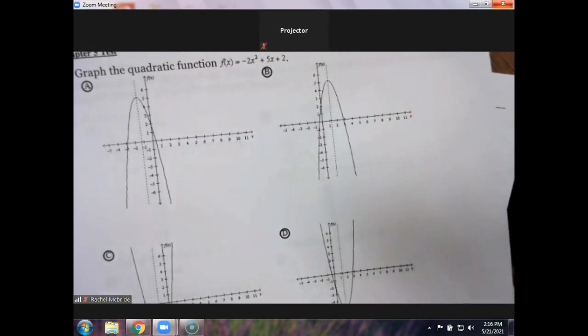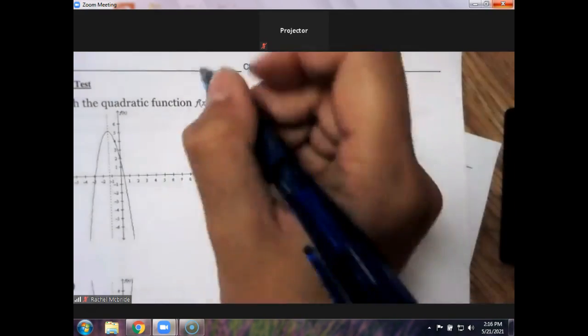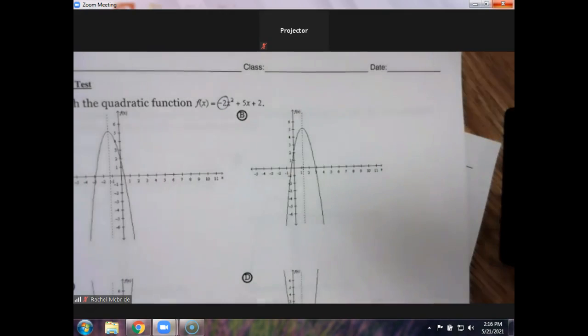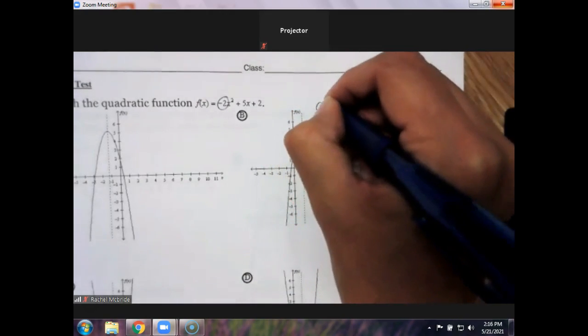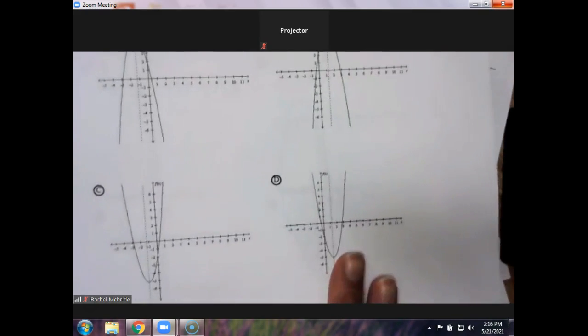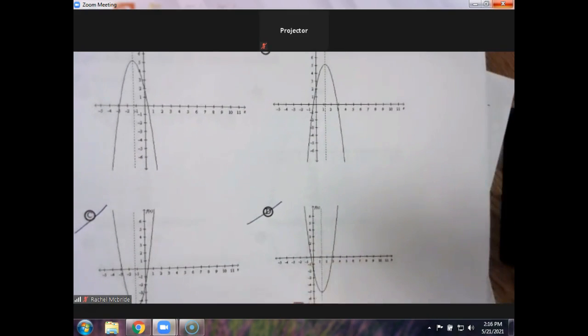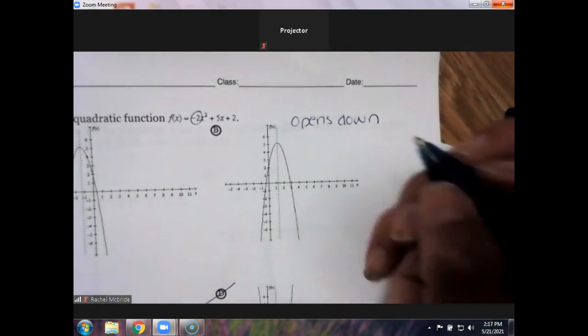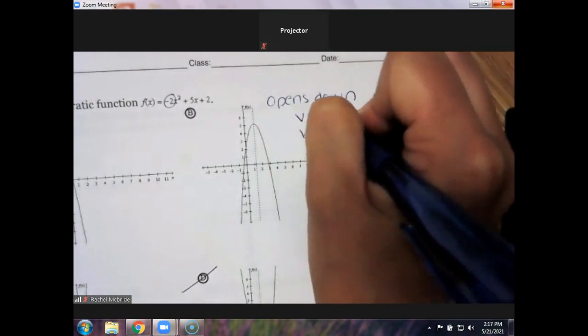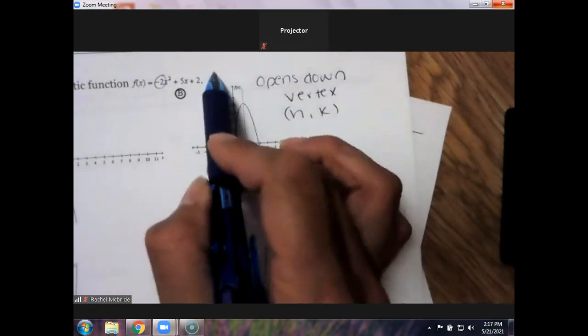Alright, so one of the first ones with a graph is number 3. So what I'm going to do is just kind of show you what I did. So process of elimination, since the a value is negative, that tells me the graph opens down. So I could auto-eliminate letters C and D. And then the next thing you want to do is just find your vertex. So the vertex is h comma k in vertex form. We're not in vertex form, we're in standard form.